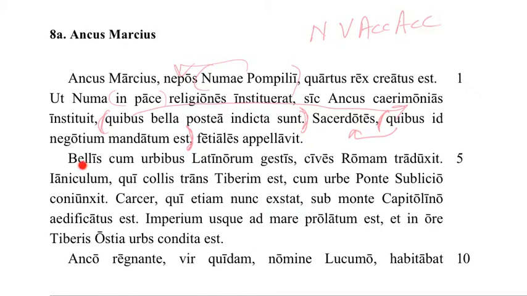Okay, moving on. Bellis cum urbibus Latinorum gestis, cives Romam traduxit. Okay, here we have, let's see, an ablative noun, bellis, prepositional phrase, cum urbibus Latinorum, because Latinorum modifies that. And then gestis, oh, another ablative. I wonder what kind of construction takes an ablative noun and an ablative participle. Ding, ding, ding, ablative absolute. And we translate that with noun plus participle, with wars having been waged.